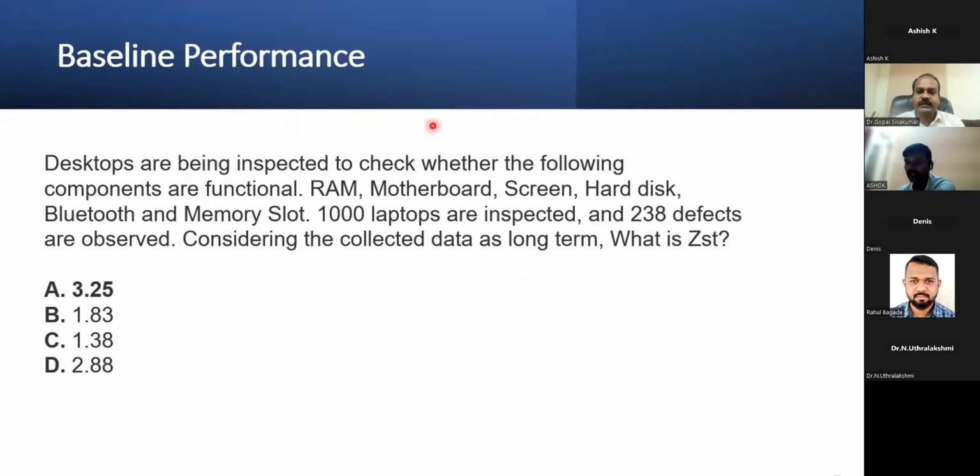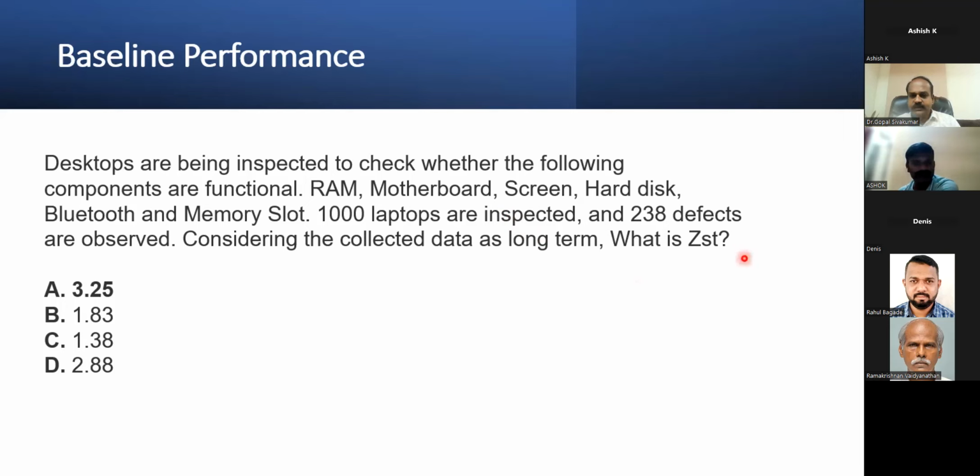Now, next scenario. Desktops are being inspected to check whether the following components are functional: RAM, motherboard, screen, hard disk, Bluetooth, and memory slot. How many checks are they making? 6 checks. 6 components are checked, inspected. That means the number of opportunities is 6. Number of opportunities for defect is 6. Now they inspect 1000 laptops.